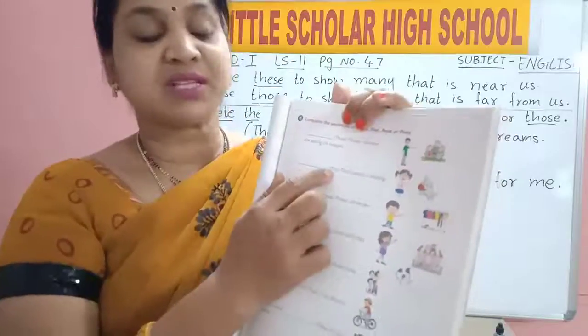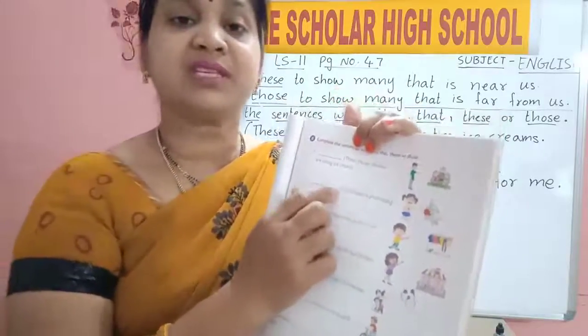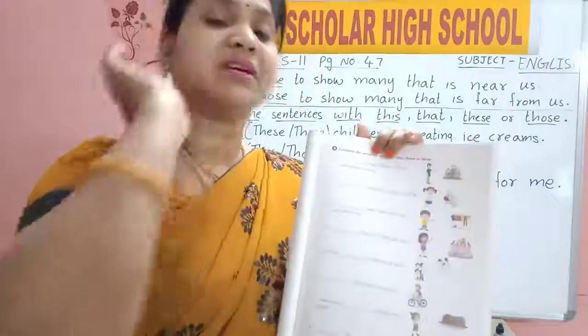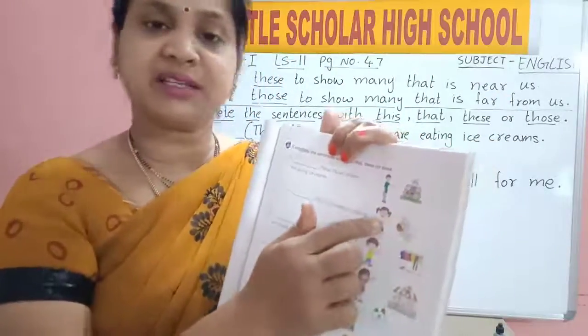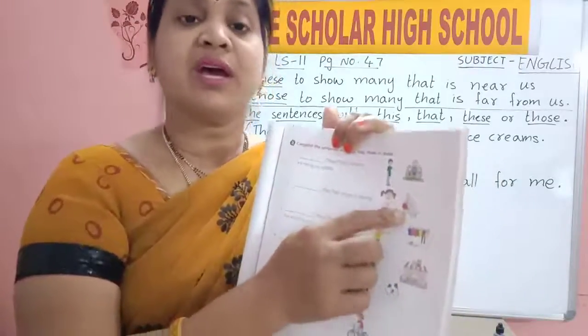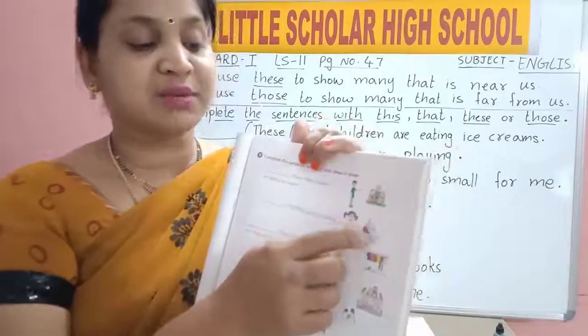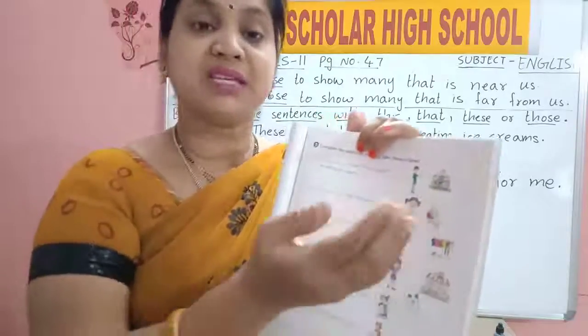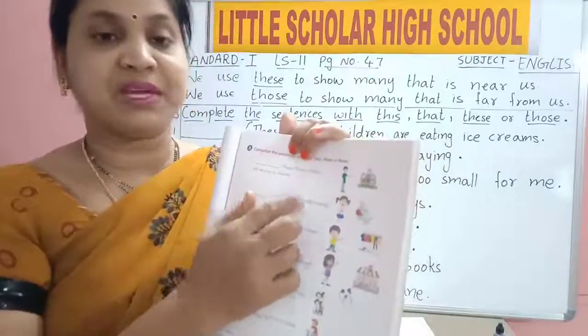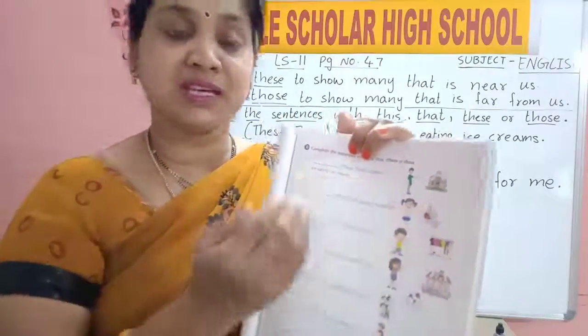So here options are given: this, that, this, that. Now say the puppy is near the girl or very far from the girl. The puppy is near the girl only. Here only one puppy. So this, that. So this means this, because the puppy is near the girl. So this puppy is playing.